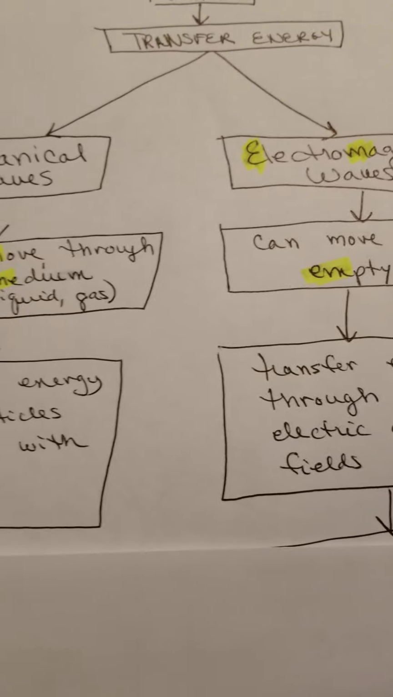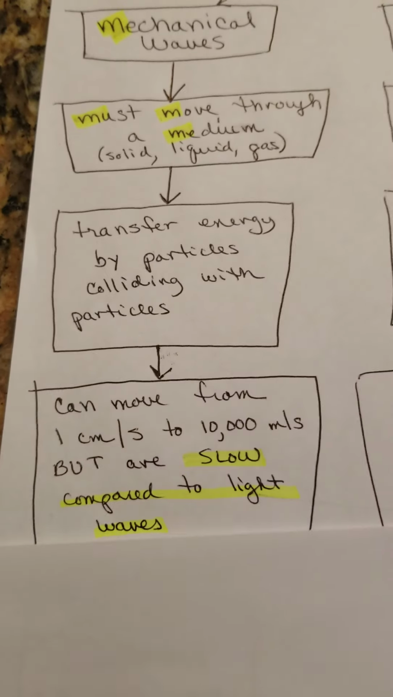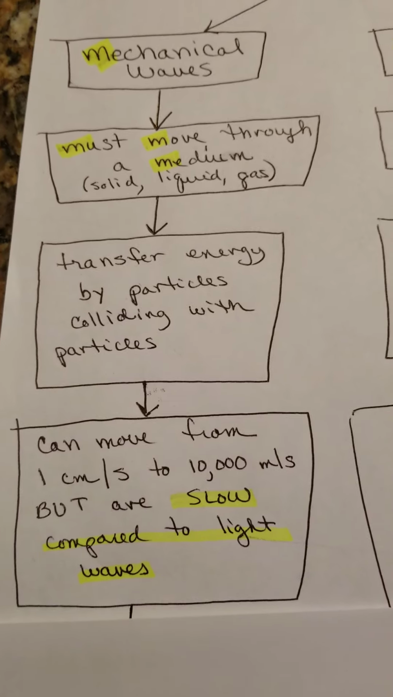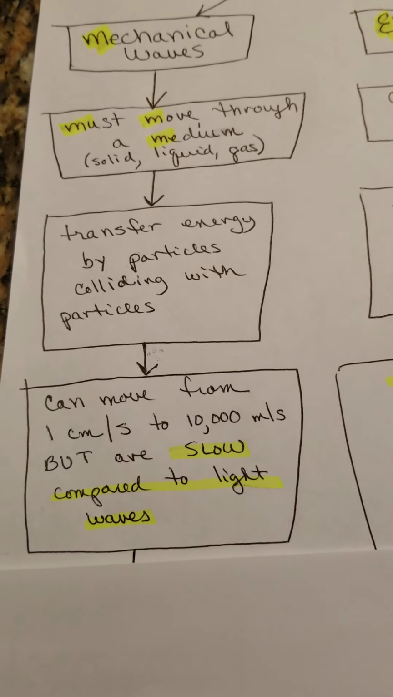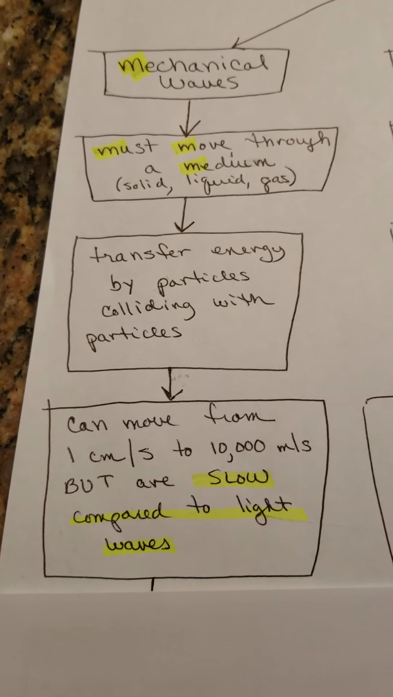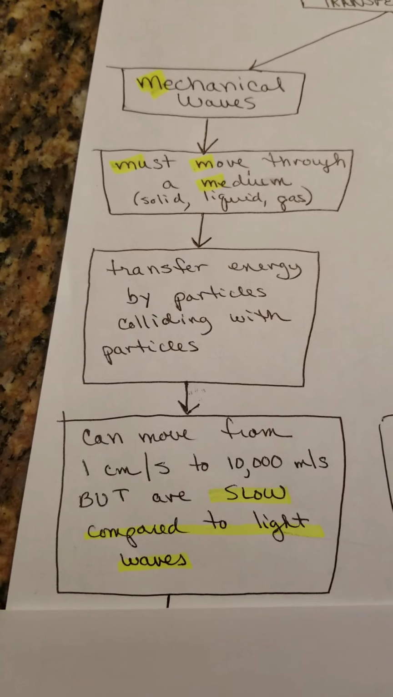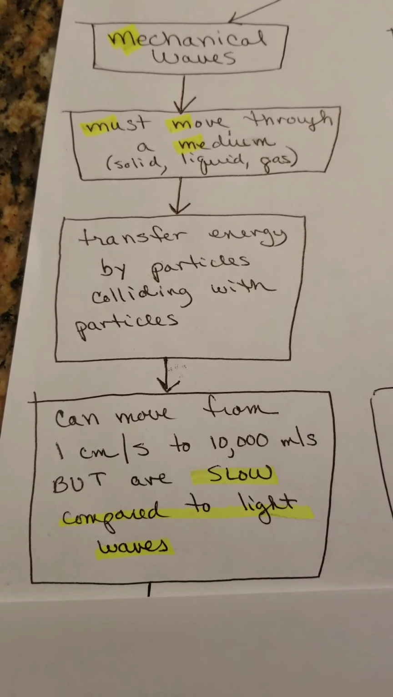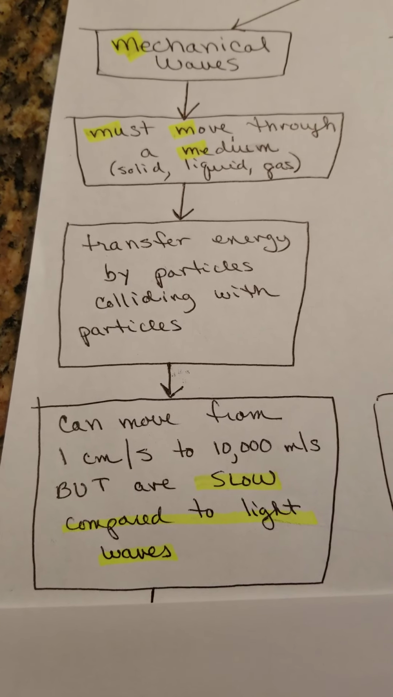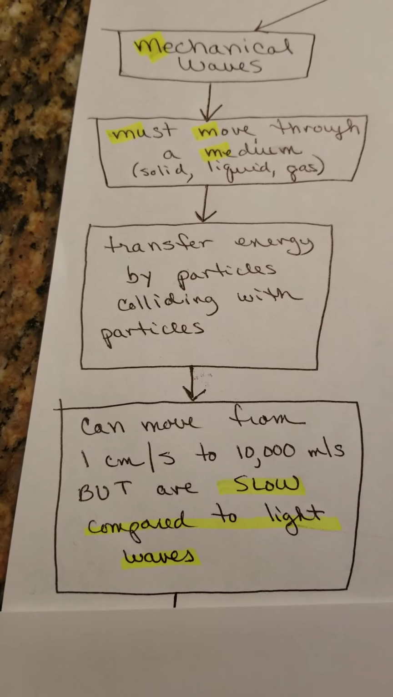All right, so we're going to move back over to mechanical waves. Well, how fast do these things move? Mechanical waves are the waves that we deal with on an everyday basis, and that can be water waves or sound waves or anything like that. And they can move anywhere from something very slow, 1 centimeter per second, to something very quickly, 10,000 meters per second. But all of these speeds are slow compared to light waves.